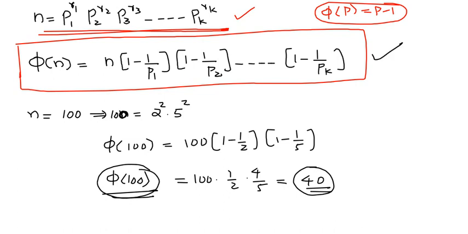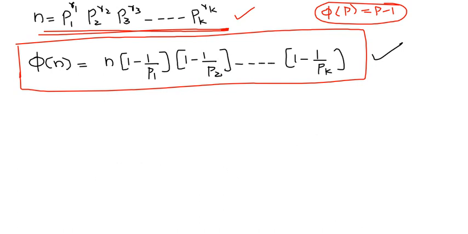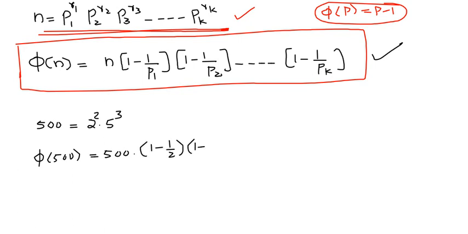Similarly, phi of 500. We can write 500 as 2 square into 5 cube. So phi of 500 is equal to 500 into 1 minus 1 by 2 into 1 minus 1 by 5. So 500 into 1 by 2 into 4 by 5, it is 200. So phi of 500 is 200.